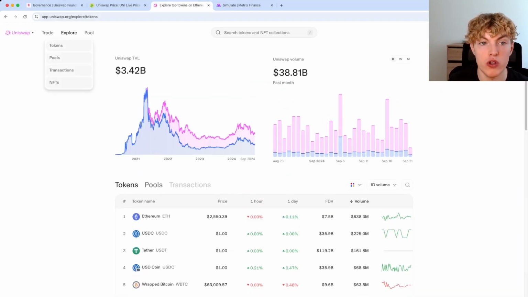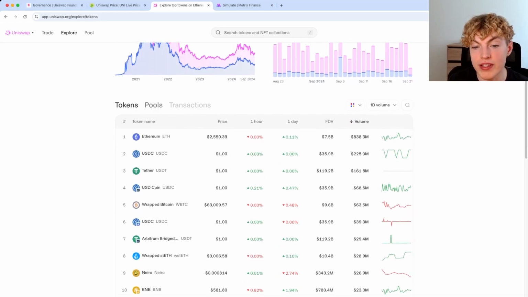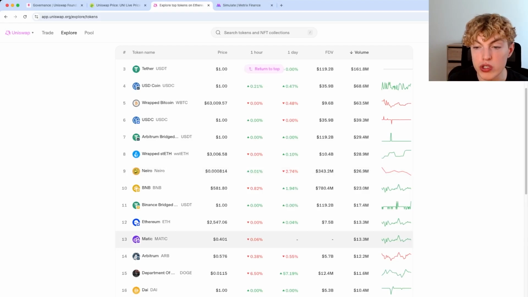And then on Uniswap, you can also go to Explore and Tokens and you can find tokens that you may want to take on exposure to, and you can do some research into tokens.